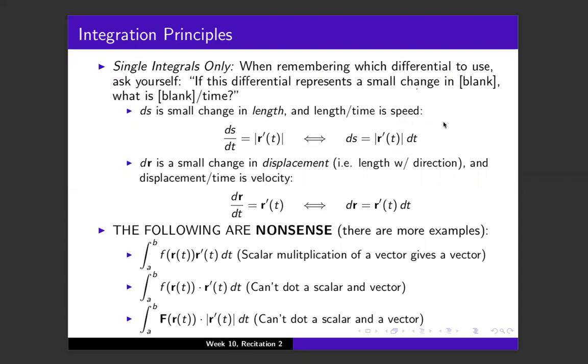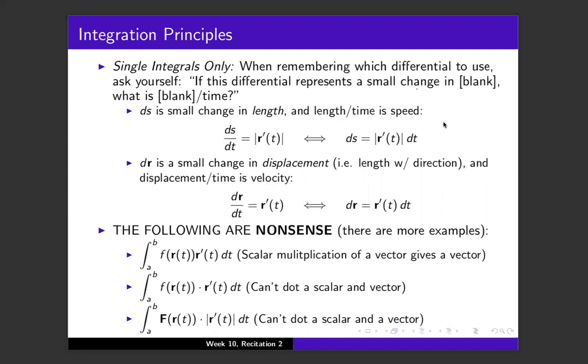On the other hand, dr you can think of as a small change in displacement. And when I say displacement, what I mean is a change in length, but in a particular direction. And what's displacement over time? Well, displacement over time is velocity, right? So dr dt is r prime, or dr is r prime t dt. That's a vector differential, though.